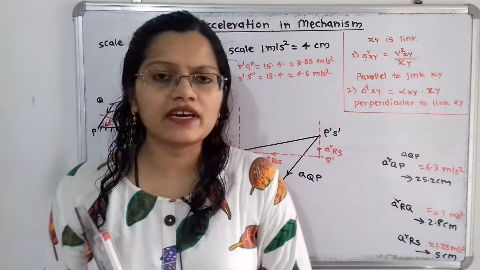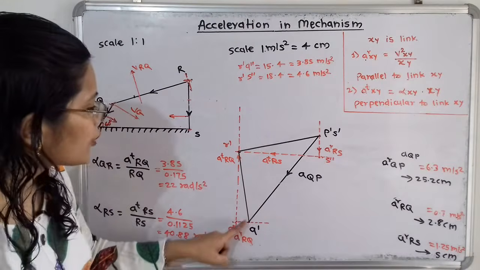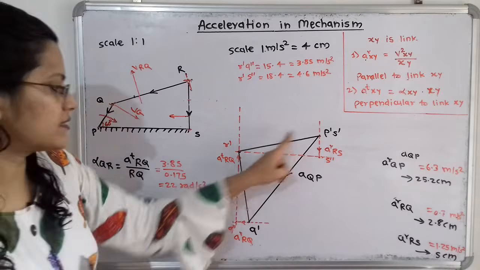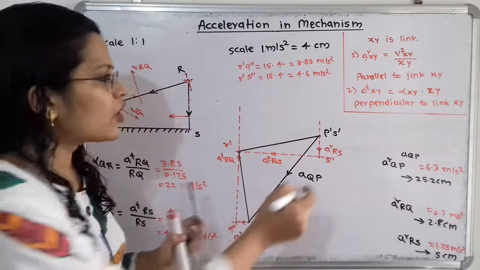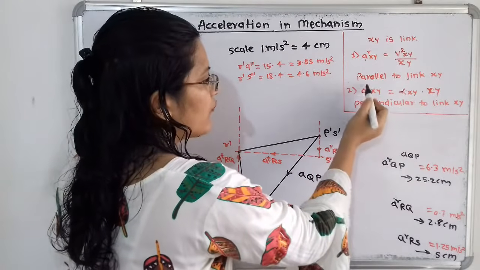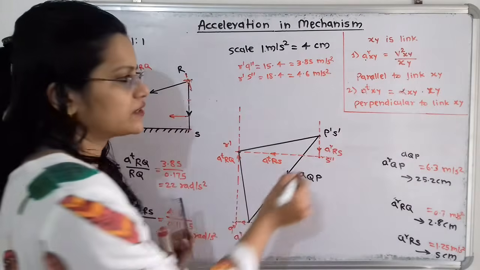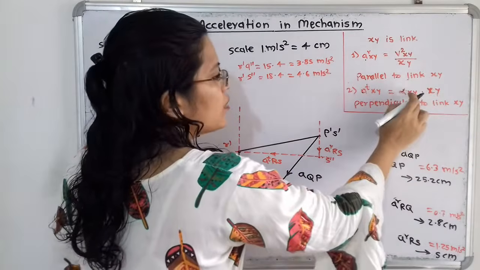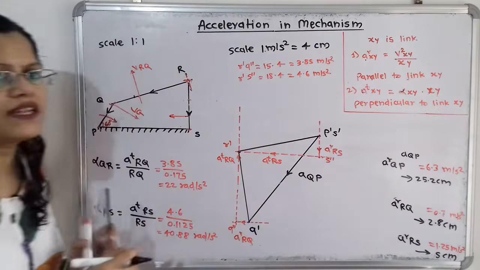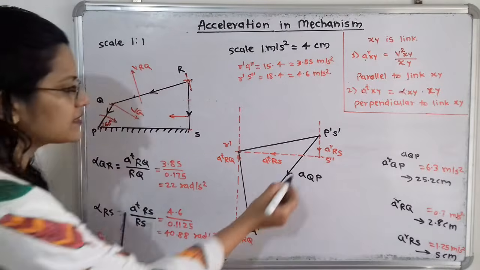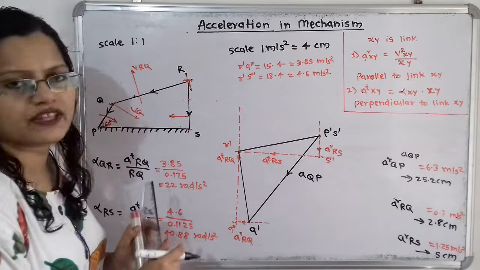Now what is the question here? We have to find the angular acceleration for link QR as well as link RS. So for these two links we have to find the value of alpha. For this we have to find the tangential component for these two links using this formula: alpha of any link is the tangential component of acceleration divided by the length of the link. Here the tangential components of RS and RQ are given.